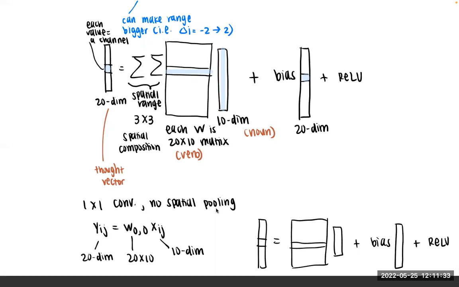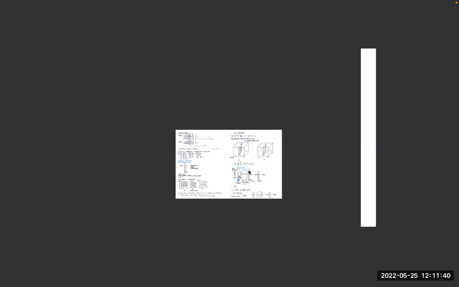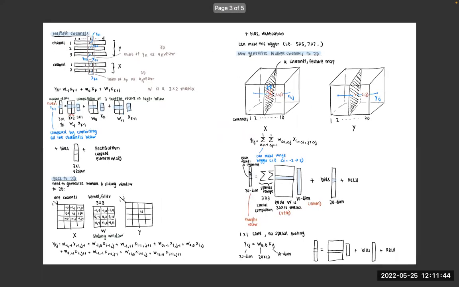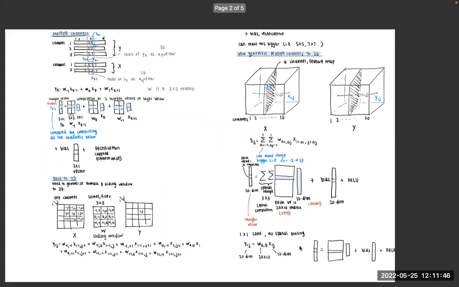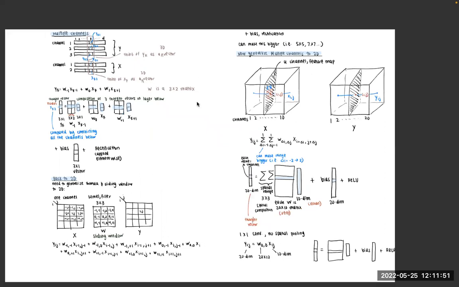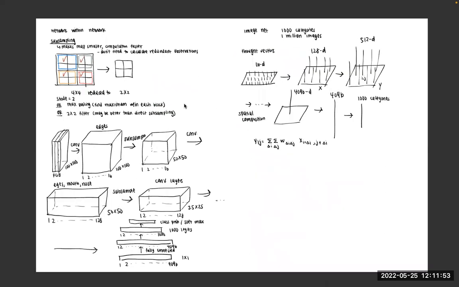Okay. So now let me move to the next page. Okay, my trackpad hopefully can work. Okay, so we get to the next page. Okay, good, it works.